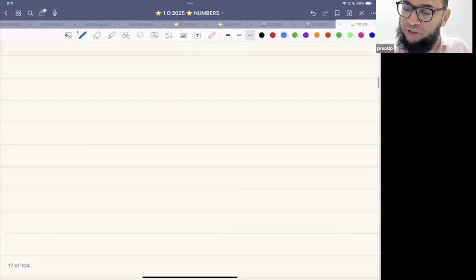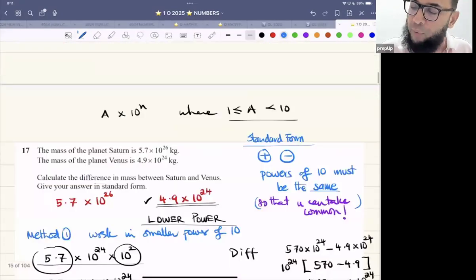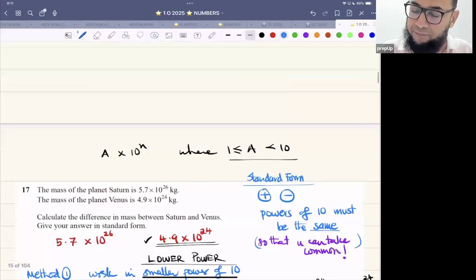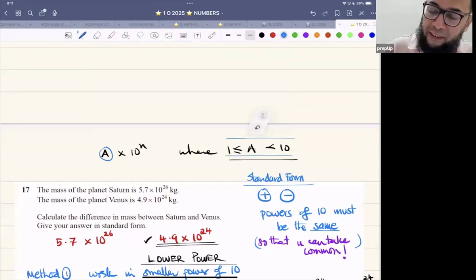Some people ask this question: why do we have to adjust in method 1? Because of this. A lies between 1 and 10. It has to be greater than or equal to 1. It can be 1, but it has to be lesser than 10.